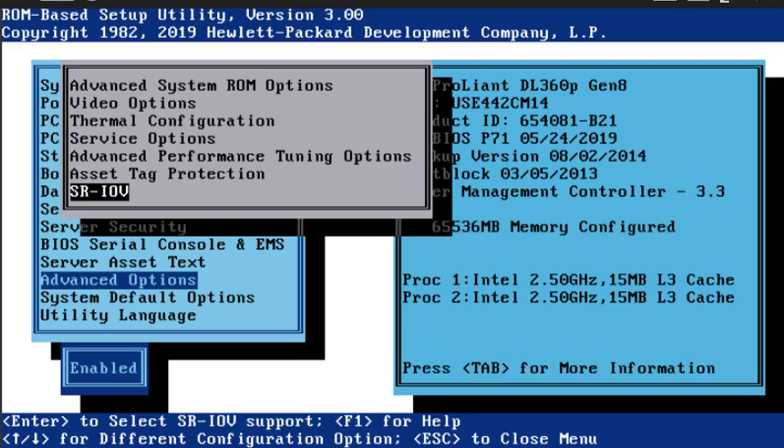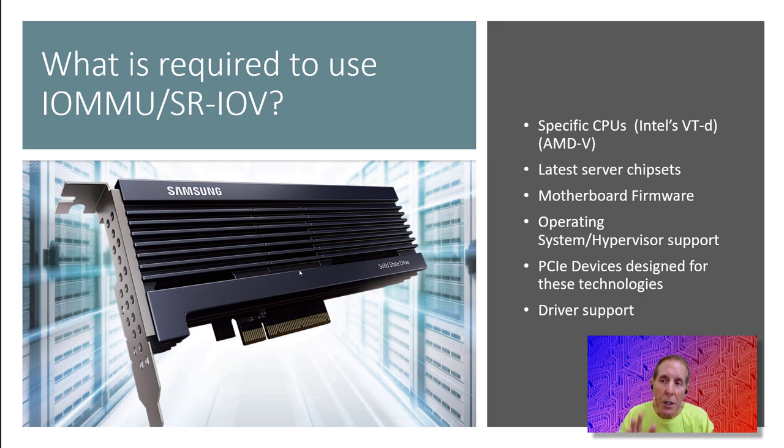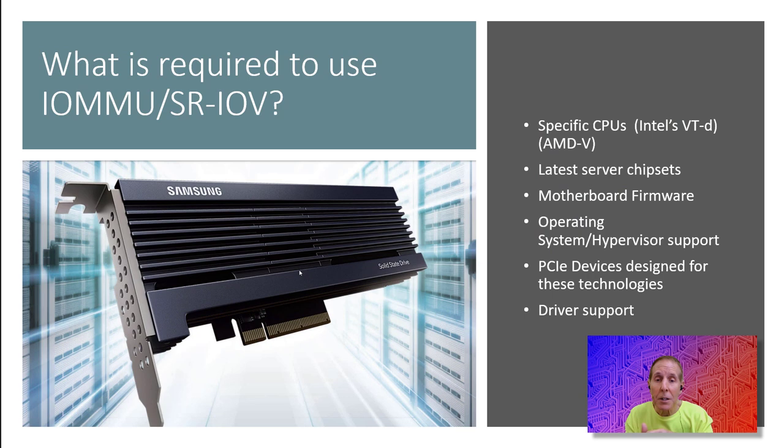IOMMUs can be used to allow unmodified virtual machines to access I/O devices. In most cases, when we're talking about SR-IOV, we're always talking about IOMMU together. What is required to use this technology? You've got to have CPUs that support virtualization, AMD-V, Intel's VT-d, and the latest server chipsets. You've got to have upgraded motherboard firmware, operating systems and hypervisors that support this, PCI devices that bake in this technology, and drivers. Many times drivers have to be configured for this.